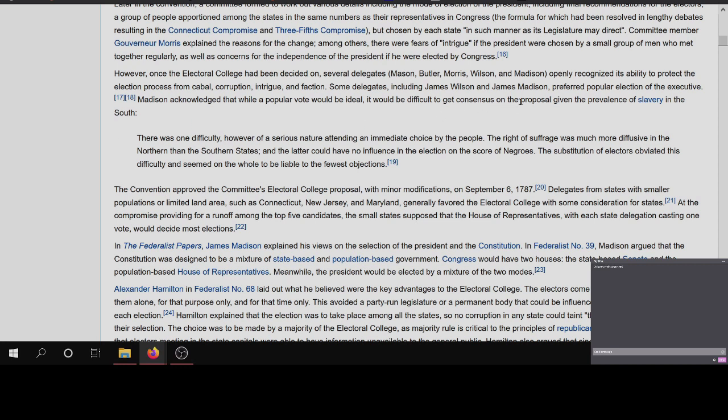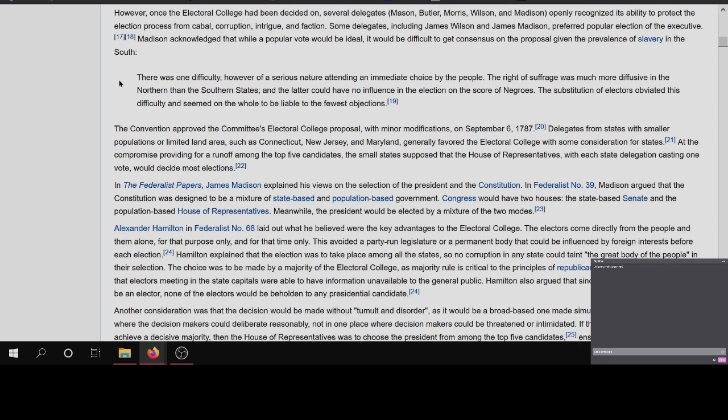So yeah, consensus on the proposal. So yeah, he has any means to talk about his opinion on that matter. The convention approved the committee's Electoral College proposal with minor modifications on September 6, 1787.